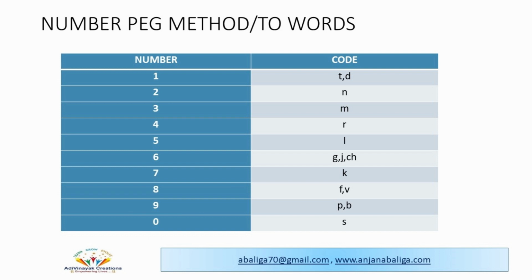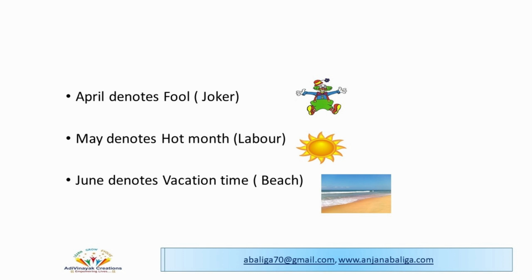Now for 1 and 3, if you visualize, 1 stands for T and D, 2 is N, 3 is M, 4 is R, 5 is L, 6 is G, J and Ch, 7 is K, 8 is F and V, 9 is P and B and 0 is S. So 13 becomes T or D, you can take either, and 3 becomes M. So the letters T and M, if you add vowels, become team. And June denotes, if you see the picture, we always go on a summer vacation in the month of June. So it is vacation time and you can have a vivid picture that you are going to a beach. So beach becomes the key picture for the month of June.